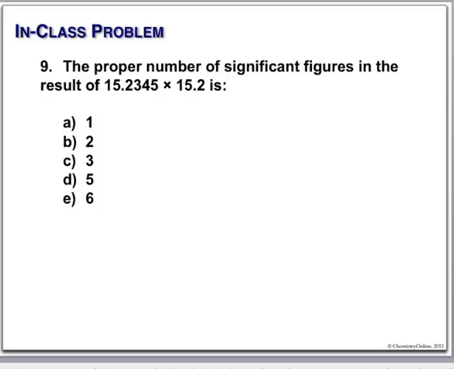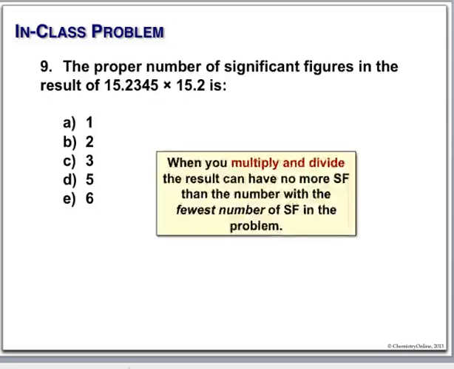Multiplication. We say to ourselves, I know in multiplication, we simply look at significant figures. The answer can have no more than our least significant measurement. We have a bunch. We have 3. Therefore, we would round this to 3 significant figures.